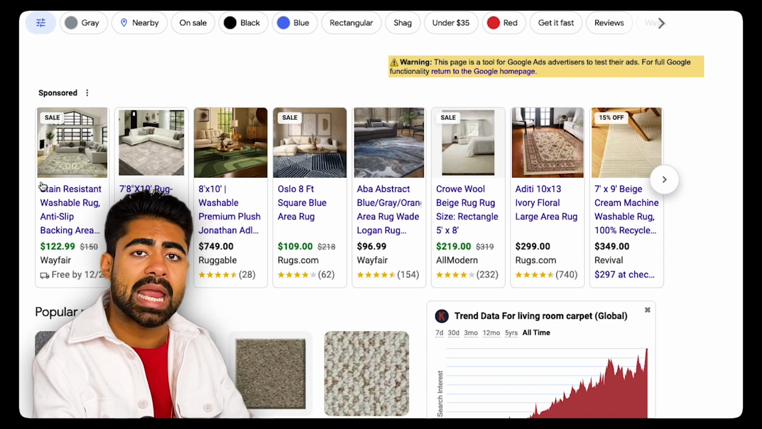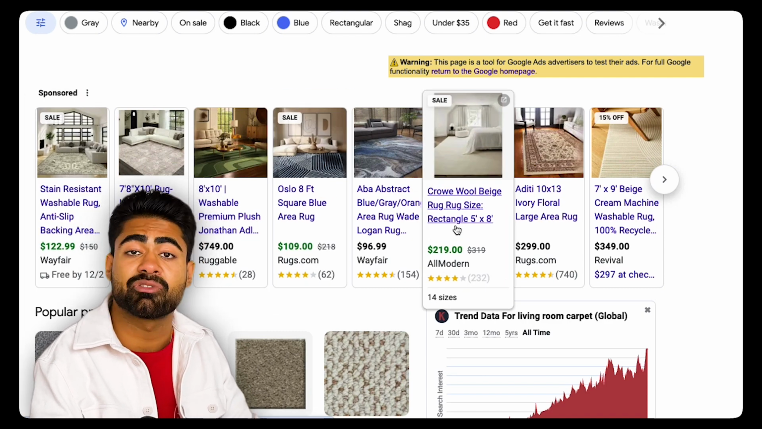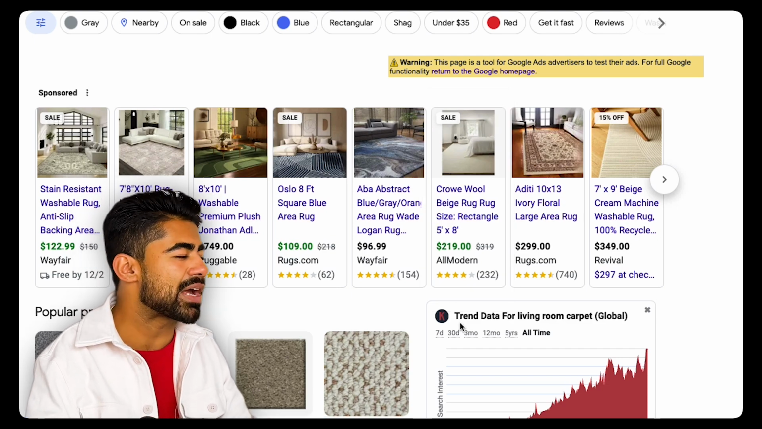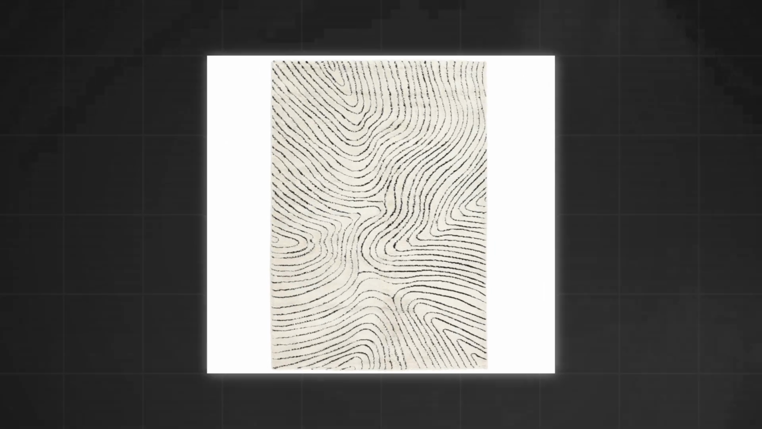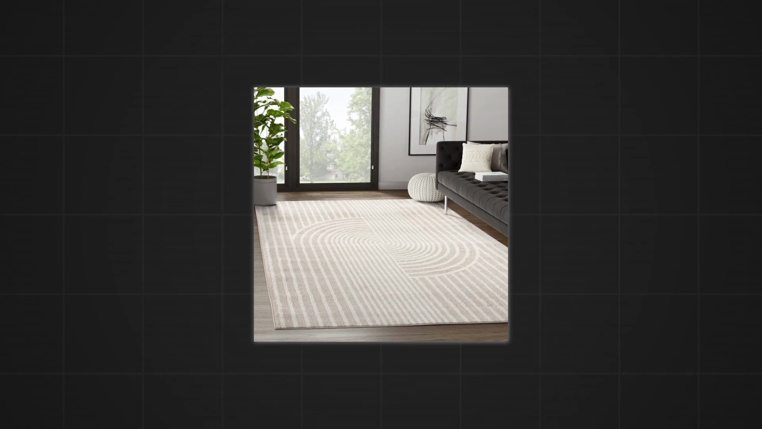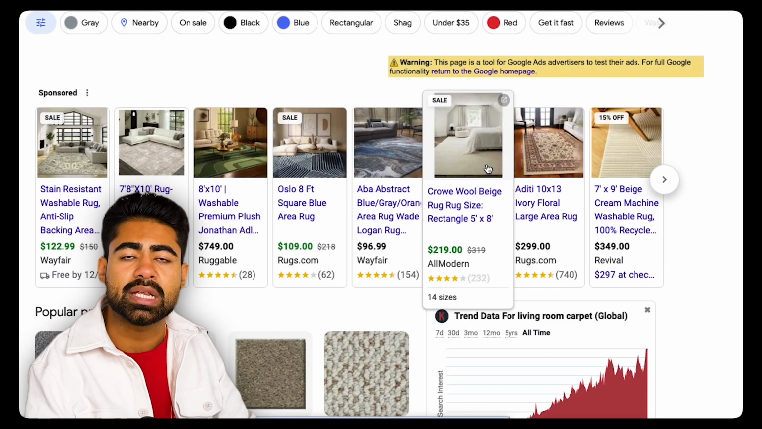But AllModern came in with a completely different approach. Instead of making the product images squares, they made it vertical, and this is enough to stand out even in the most competitive niches out there. It's not always about just having a plain white background or just having a lifestyle image. It's about even changing the size of the image itself. It's about adding things in the background to make it look a bit unique, to make it stand out a bit more.